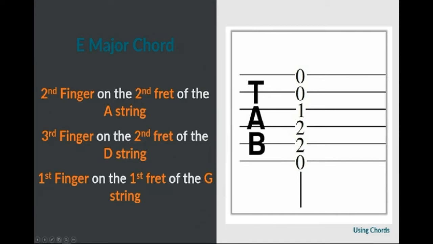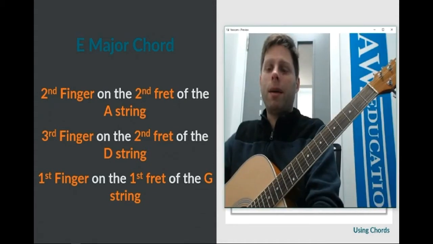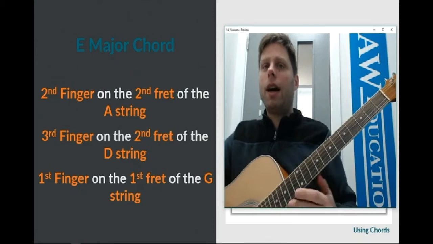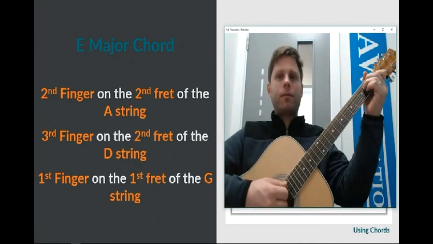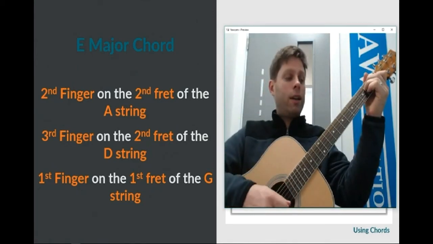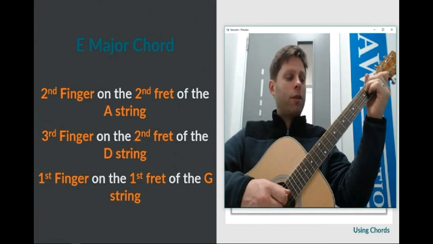Okay, and the zeros here again mean that we need to play the open strings. So the low E, B, and the high E strings are open. When we see the zero, we play them. And by playing, I mean we strum them. Okay, so that is the E major chord.